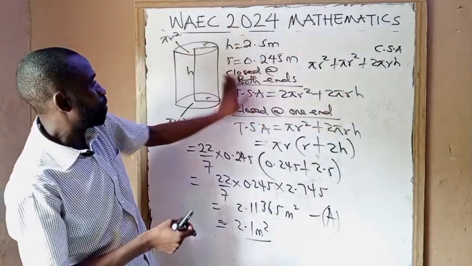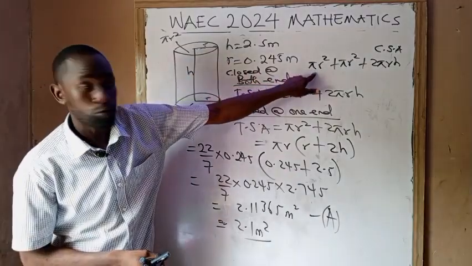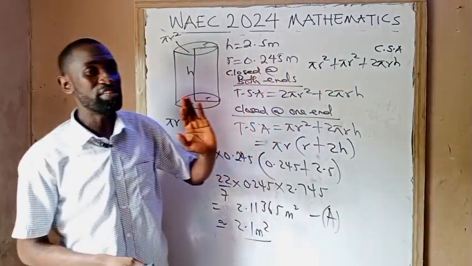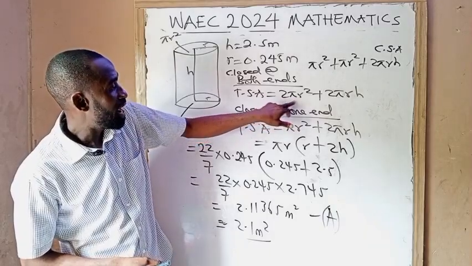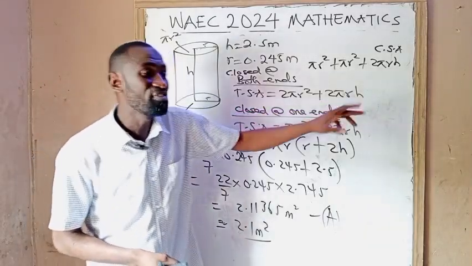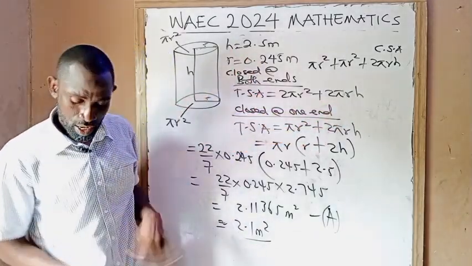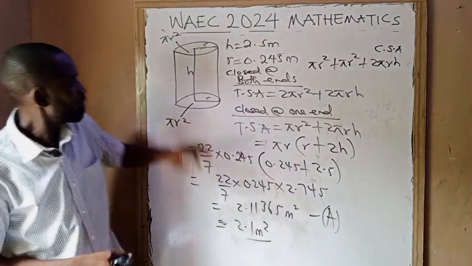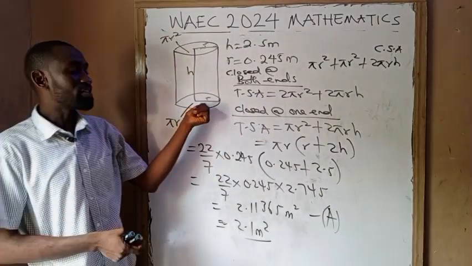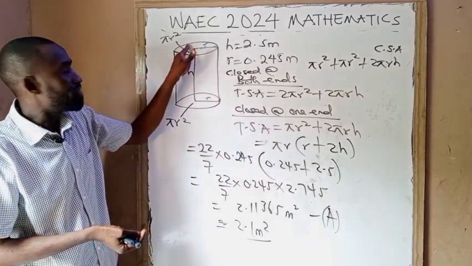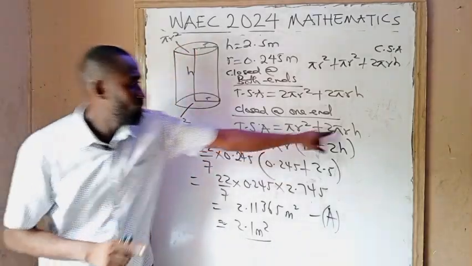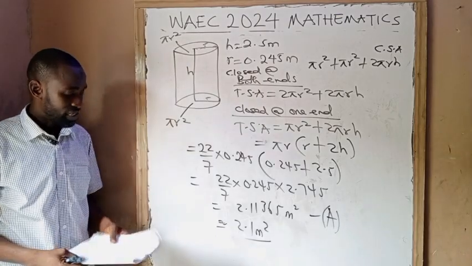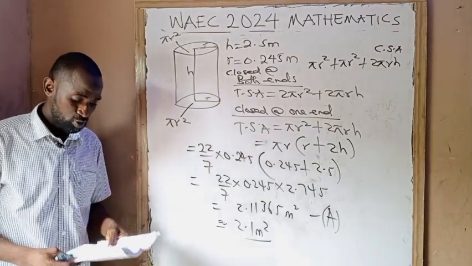If it's closed at both ends, it will be area of the circular top plus area of the circular base, then plus curved surface area. So now we are having 2 pi r squared plus 2 pi r h if it is closed at both ends. But in this question, it is closed at one end. So I'll just pick either the area of the circular base or the circular top, just pick one, then plus 2 pi r h. So that's the answer to that. That's option A.